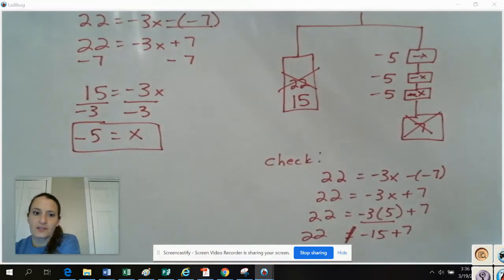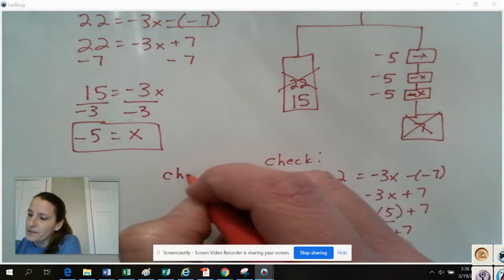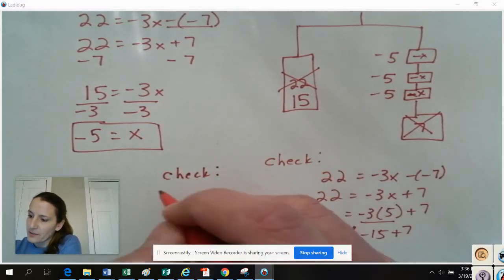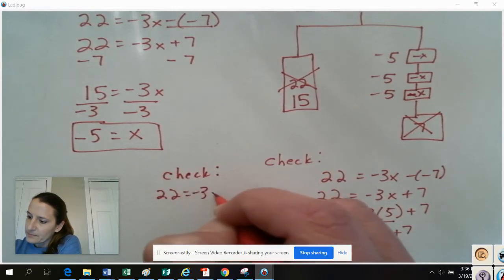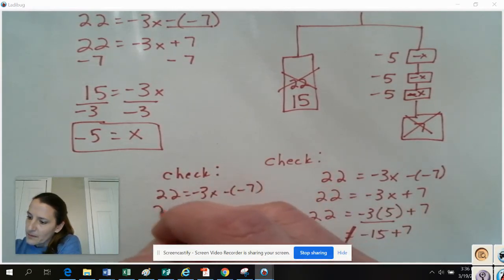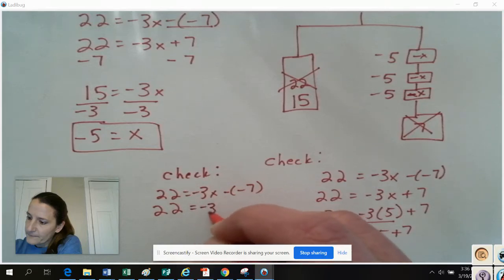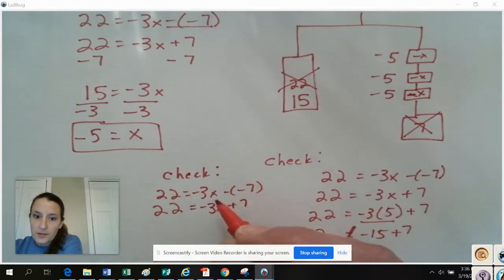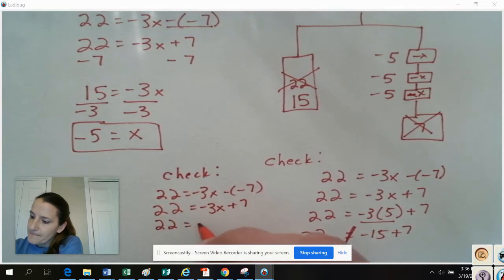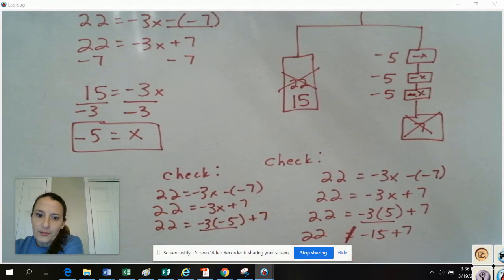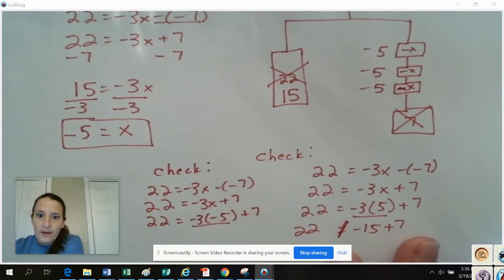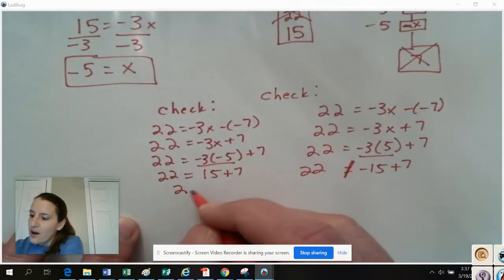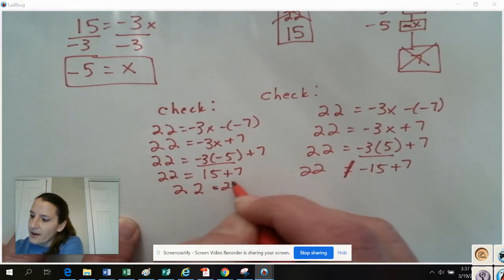Now let me check this answer to see if I'm right. That's the purpose of a check too, is to see if your answer is correct. So I'm going to substitute negative 5 in for x. Hey, I think this looks better. Negative 3 times negative 5 equals 15. And 15 plus 7 equals 22. So my answer of x equals negative 5 looks good.